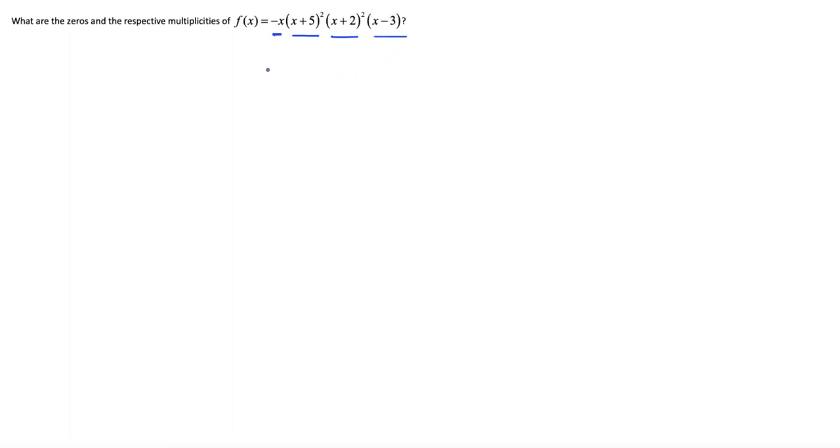Now you notice that if we actually write everything out, for example, this x + 5, the square tells us that there are actually two of them. This x + 2, also because of the square, tells us that there are two of those. And of course the x - 3. So let's take a look. If I ask you what is the degree of this polynomial, well, we just have to count them up. So the degree of this polynomial is equal to, let's see, 1, 2, 3, 4, 5, 6, because there are 6 factors in total.